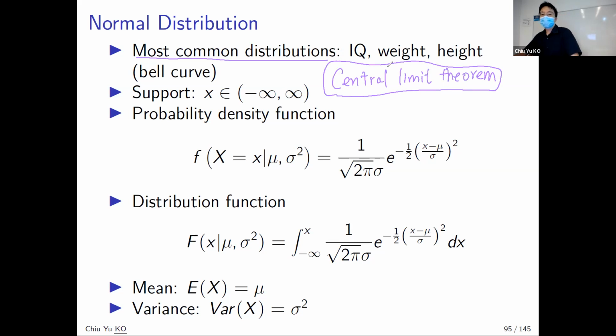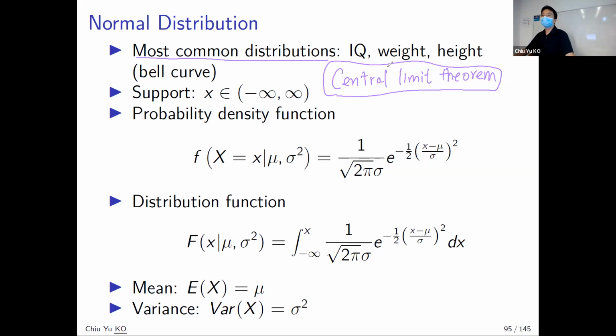What it's supposed to say is, if you look at things that are determined by many factors, then in the end you will see a bell curve. What do you mean by that? What is IQ? IQ is determined by a lot of things: your gene coming from your dad, your gene from your mom, right?